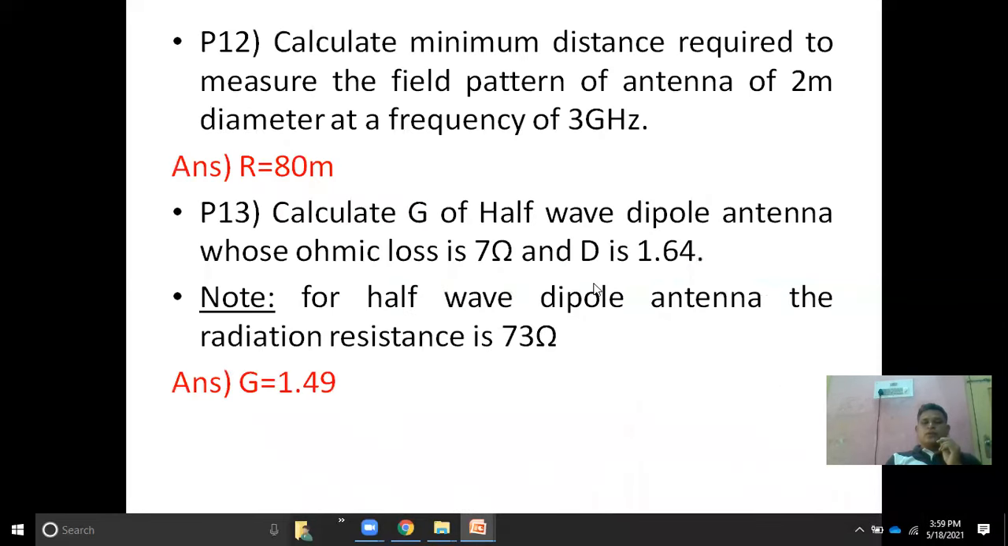In this connection, we'll try to solve two problems. First of all, note down the first problem. Calculate the minimum distance required to measure the field pattern of an antenna of 2-meter diameter at a frequency of 3 gigahertz. We'll try to solve this problem.